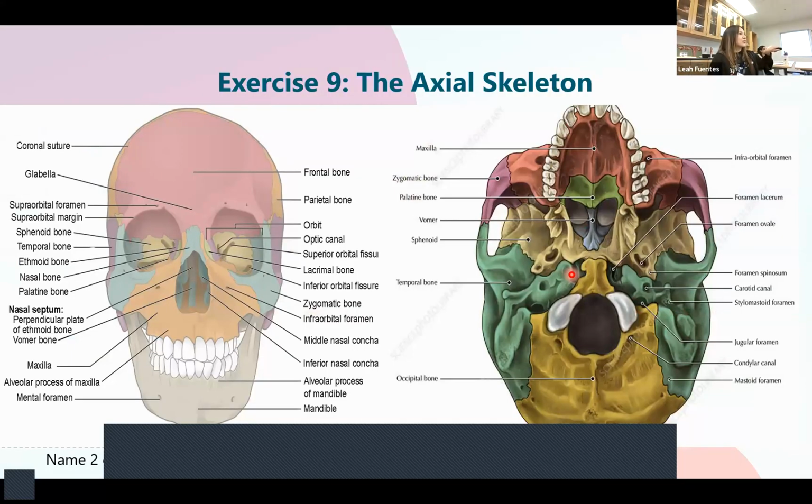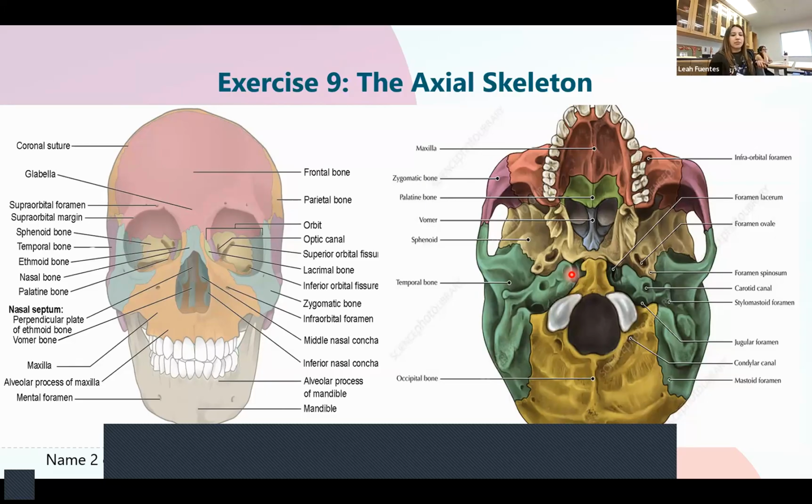Okay, then we get into the axial skeleton. So the axial skeleton is your midline. So that's going to be your skull, your vertebrae, your sacrum. So from the axial skeleton, the skull is a big one that you need to know.